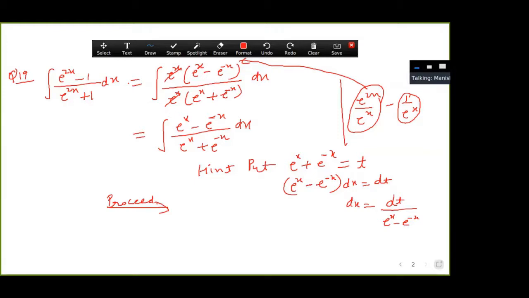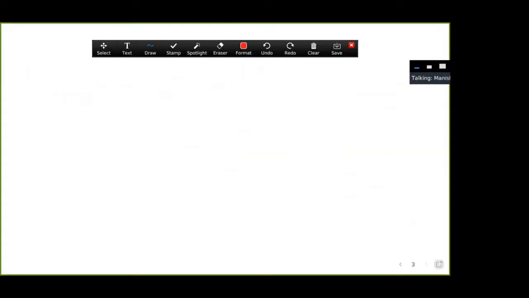Now come to question number 20. Question number 20 is: integrate the function e to the power 2x minus e to the power minus 2x upon e to the power 2x plus e to the power minus 2x with respect to x. In this question, the hint is: put e to the power 2x plus e to the power minus 2x is equal to t.